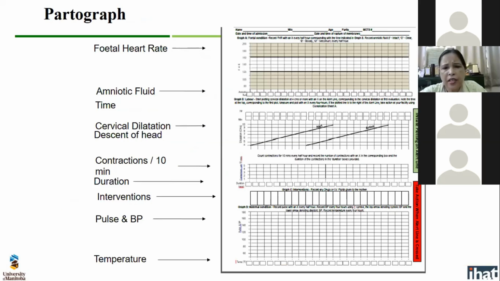So we have already discussed this. Later on, we will have some participant practice. And again, they are just telling the same thing. It is the fetal heart condition, maternal pulse, where you are supposed to record all the parameters.